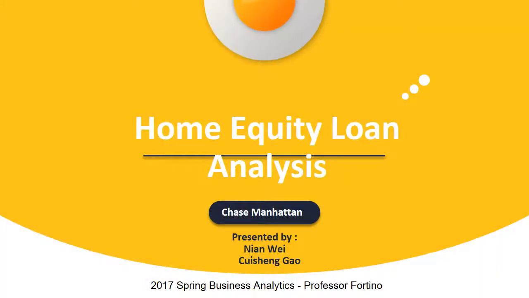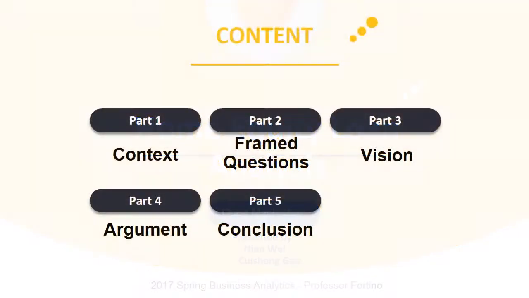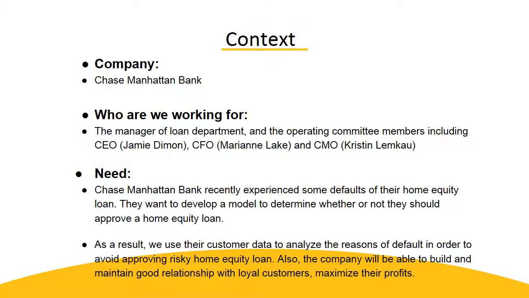This is Tuition Gob. Here I am presenting the home equity loan analysis for Chase Manhattan Bank. The content is divided into 5 parts: context, frame questions, vision, argument, and conclusion. First, let's see the context.